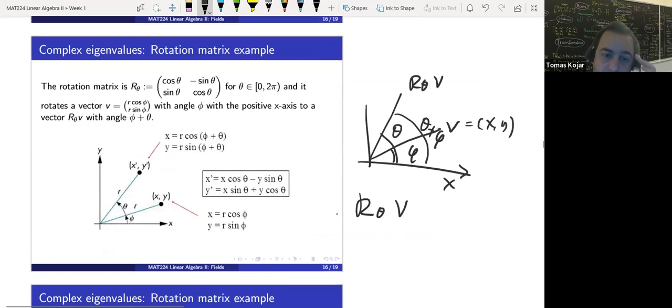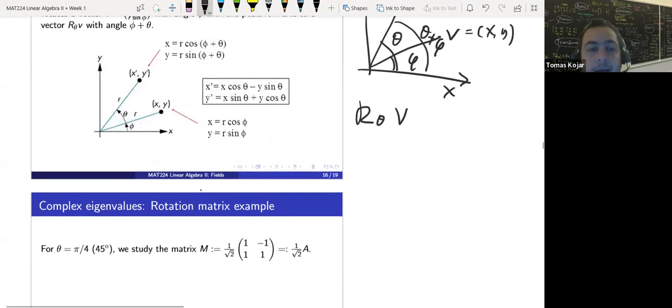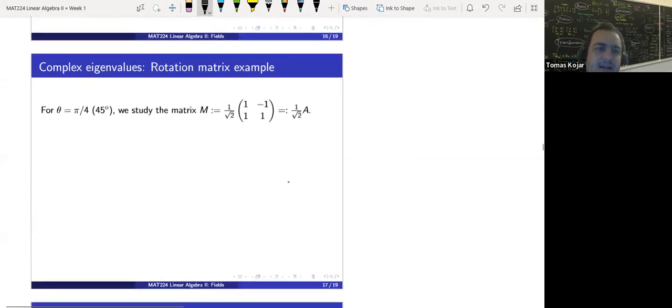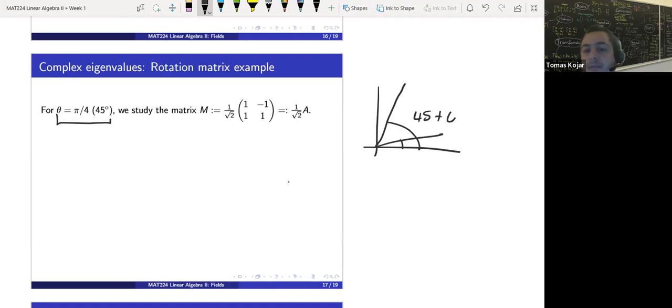I gave details on how you compute all the angles and stuff. But let's work with a specific example because this is a little bit too abstract. So let's look at when you take your vector v and you move it by 45 degrees. So let's say it goes up here. Okay, so it goes from here to here, 45 plus phi. All right, so this is the R1 V. All right, so this is our matrix. This is the R1.